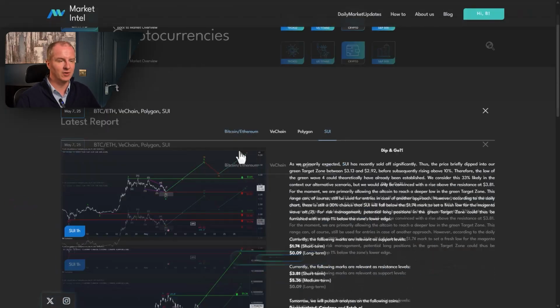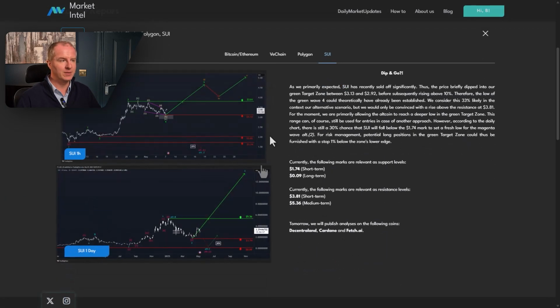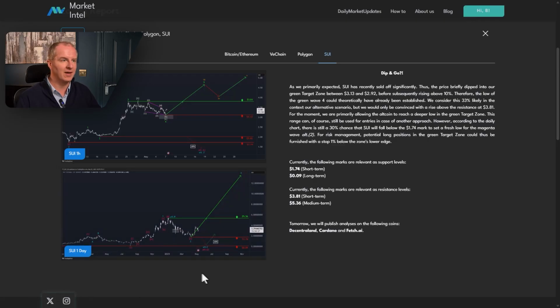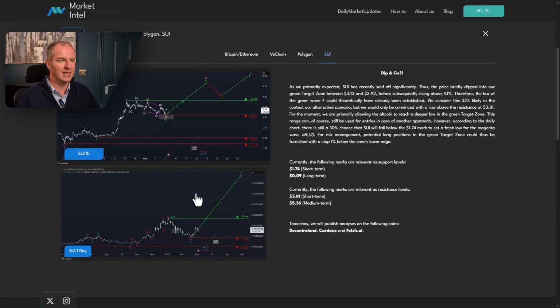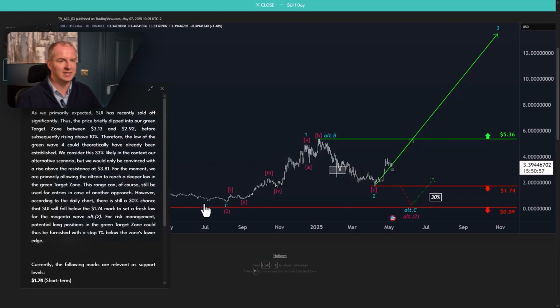So today we want to take a look at the SUI chart. And if we take a look at the chart here, first of all, I think it makes sense to consider the daily time frame, the larger time frame perspective for SUI. It is important to recognize that the market has started to move up nicely from our trading area. So let's take a look at the daily chart.